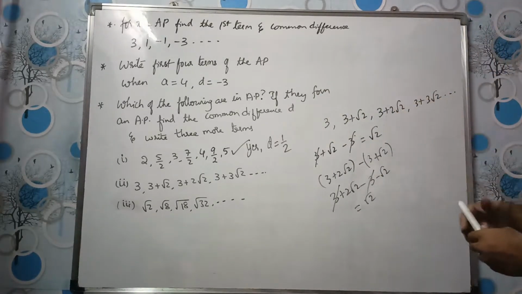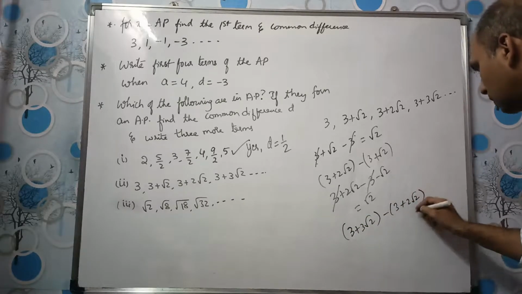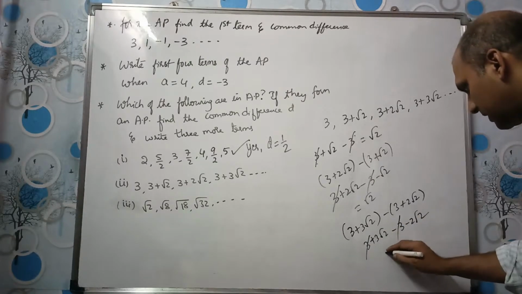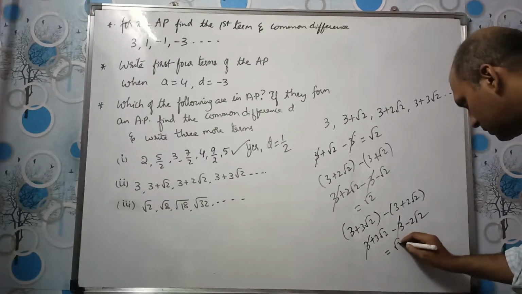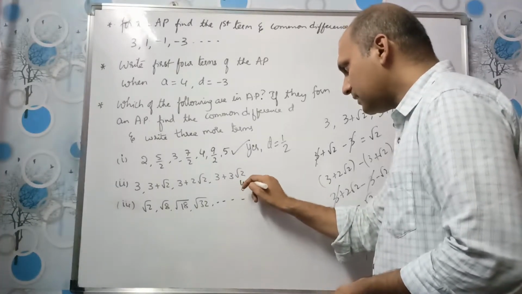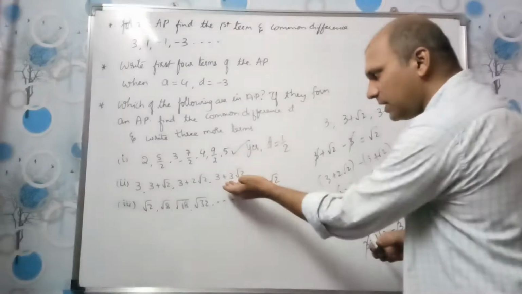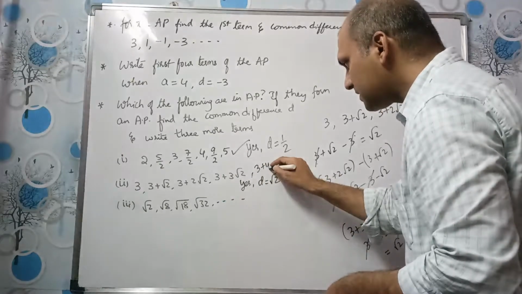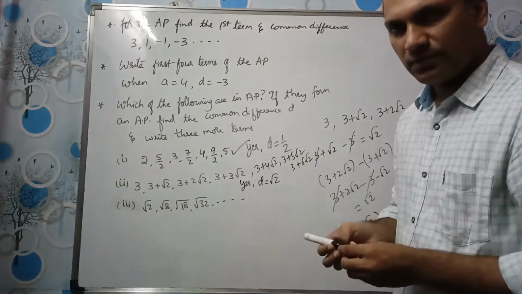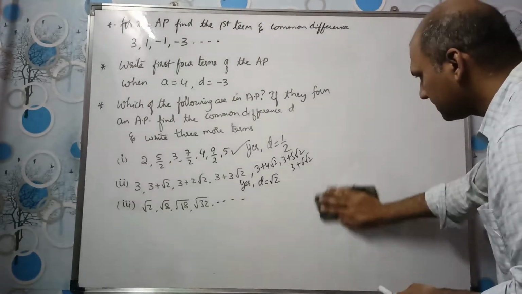What about these two terms now? (3 plus 3 root 2) minus (3 plus 2 root 2). If you remove the brackets, 3 plus 3 root 2 minus 3 minus 2 root 2. Minus 3 plus 3 will get cancelled. 3 root 2 minus 2 root 2 is root 2. So the difference is same, right? So is this an AP? Yes, this is also an AP. What is the common difference? It is equal to root 2. Can we write the next three terms? Yes, 3 plus 4 root 2, 3 plus 5 root 2, 3 plus 6 root 2. Easy, right? These are the three terms.